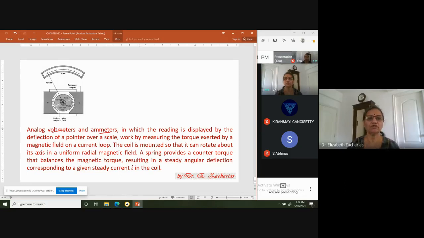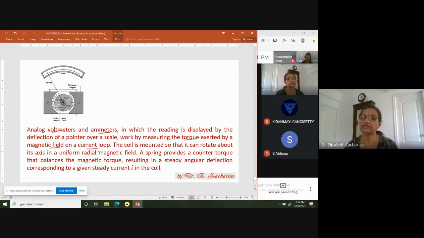So what happens in an analog meter, we'll see. Here is a scale. The pointer is going to move. So how does it actually work? You can read here: the reading is displayed by the deflection of a pointer over a scale, and it works by measuring the torque exerted by a magnetic field on a current loop.